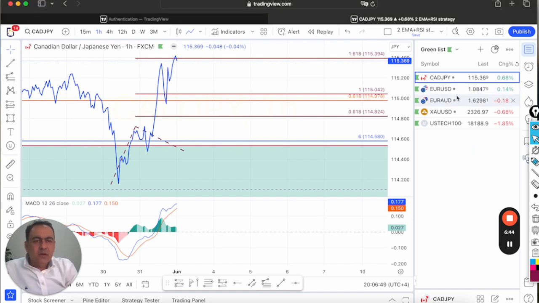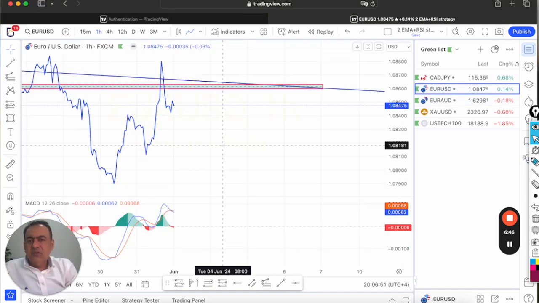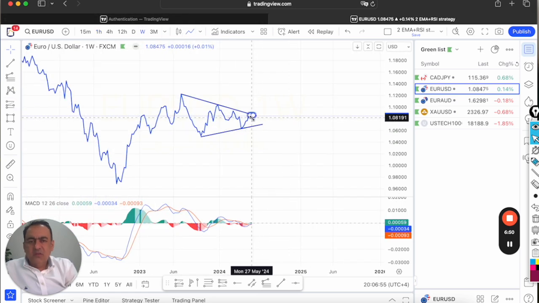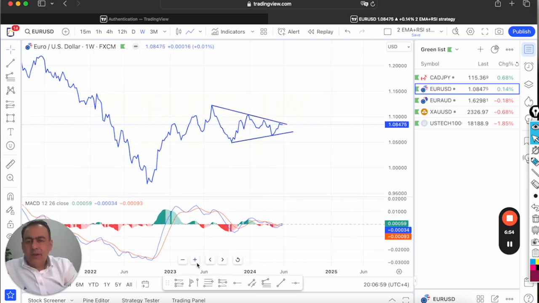So the next currency pair here is euro versus dollar. I'll take you directly to the weekly chart. Now based on the weekly chart, I've just drawn a triangular formation here.